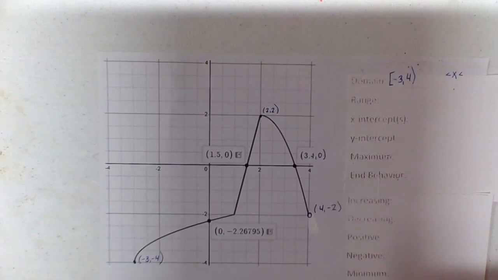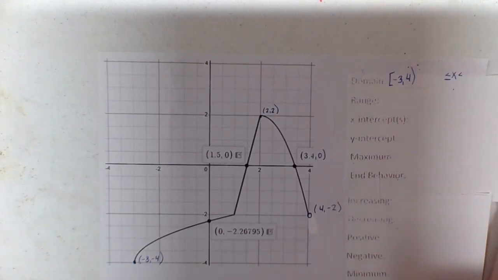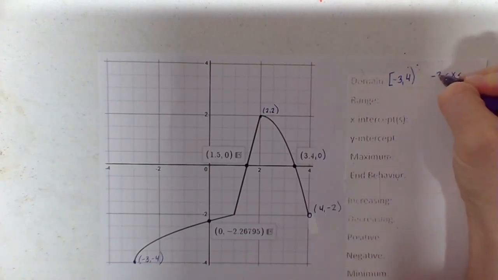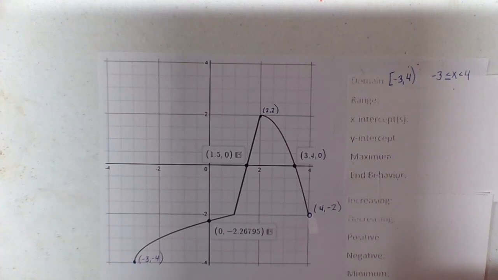So we're going to take a second and write out the domain with inequality notation. Anytime you have a bracket, it's going to be an equal to. So I go from negative 3 to 4.